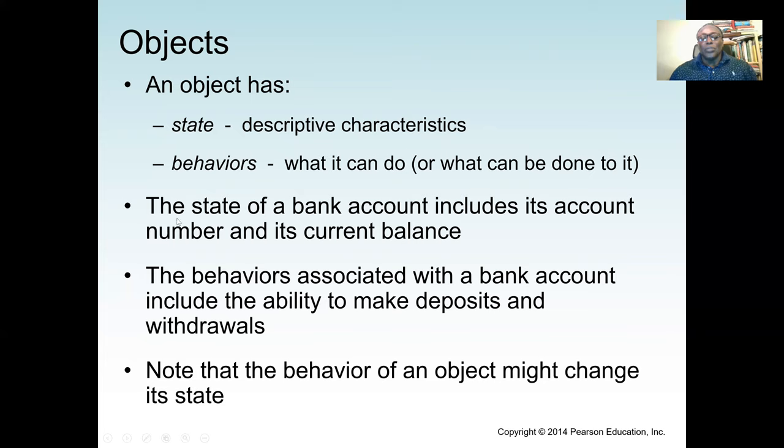The example given is that the state of a bank account will include the account number. That will be a characteristic, and its current balance. There's no action or behavior here, just the attributes of an account. It can also be the account type, the account number, and the current balance. Now, the behavior associated with a bank account can include: I deposit money in my bank account, or I withdraw, or I check the balance on my bank account. This will be an action I'm doing, so that will be the behavior.